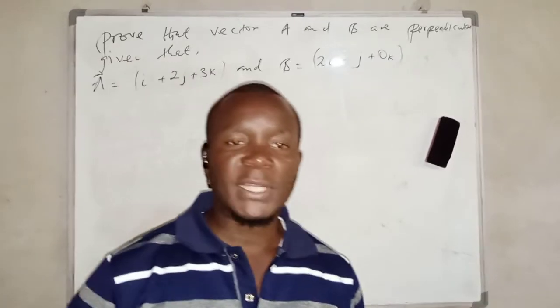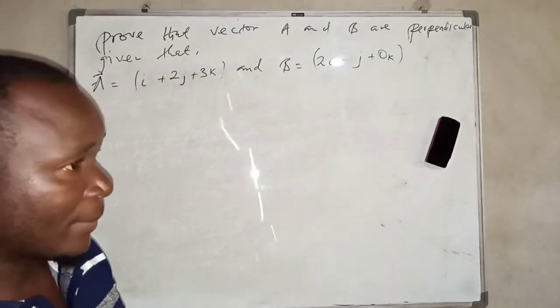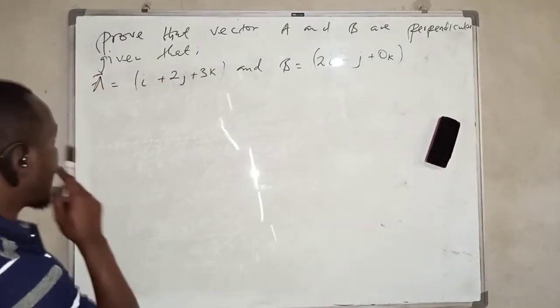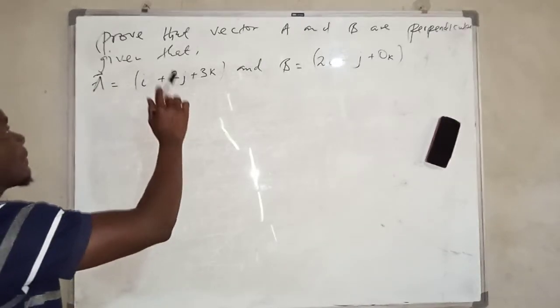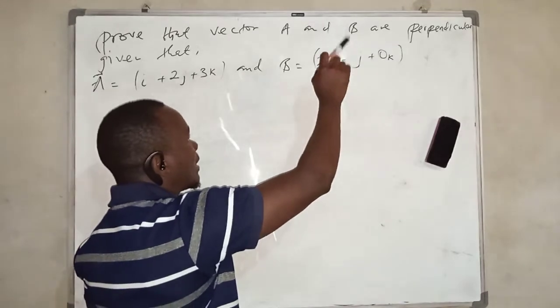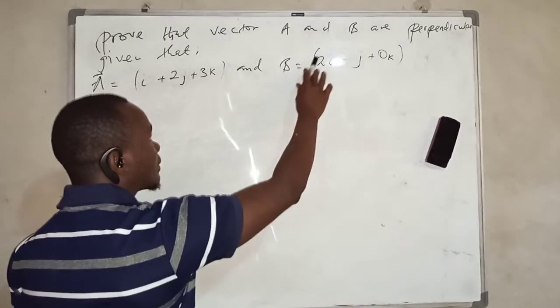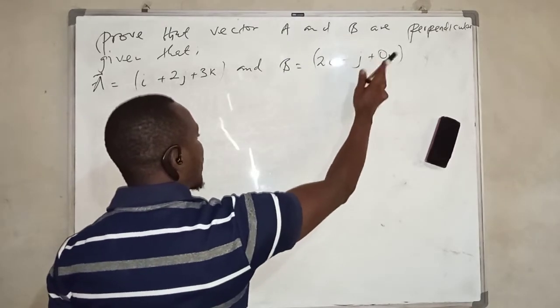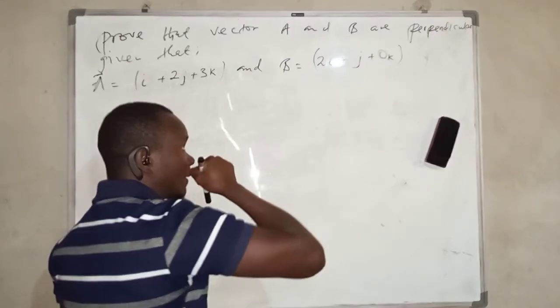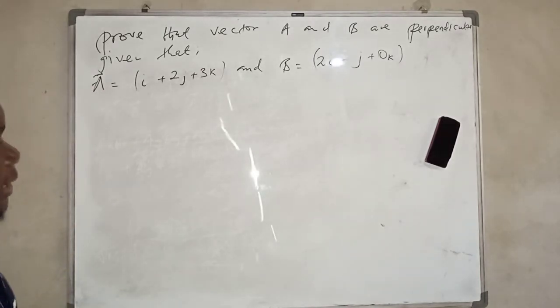So in this video, we're going to look at the actual example on how to prove that the two vectors are perpendicular. So here we've been given vector A, which is i plus 2j plus 3k, and vector B is 3i minus j plus 0. And in most cases, they do not indicate when something is having a 0 there. So what we're going to do is use the dot product.